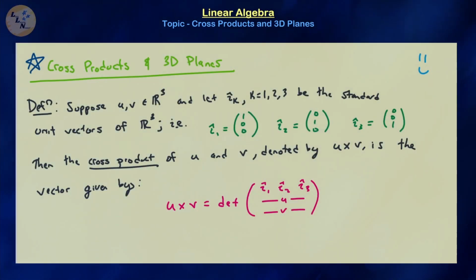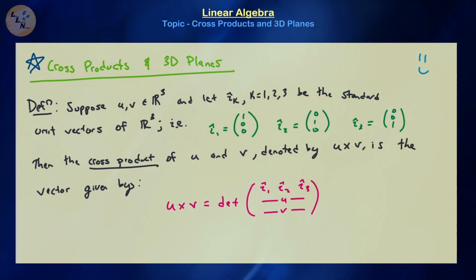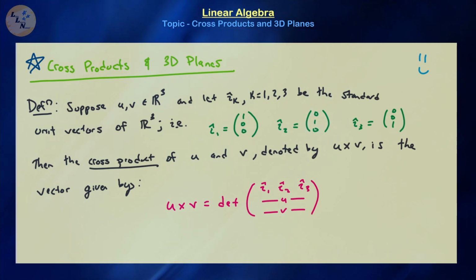Today we're going to continue our exploration of linear algebra and focus on an extension into the realm of 3D geometry. Before we get into that, we need to introduce a concept known as the cross product between two vectors, and we're going to be calling these vectors u and v.